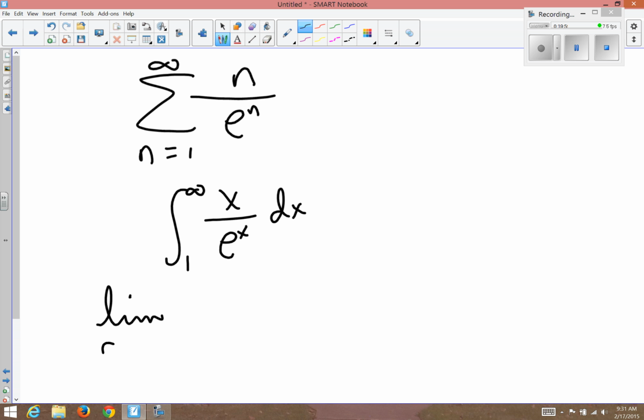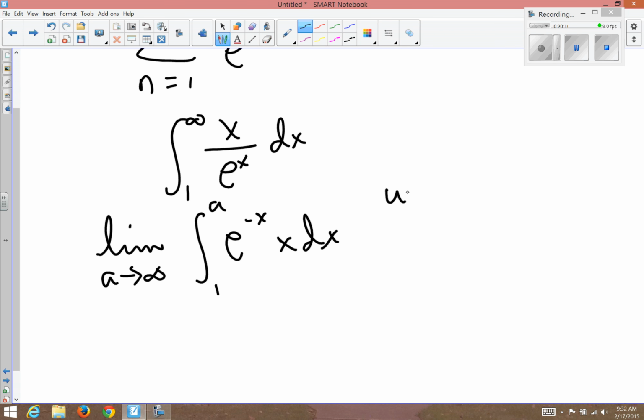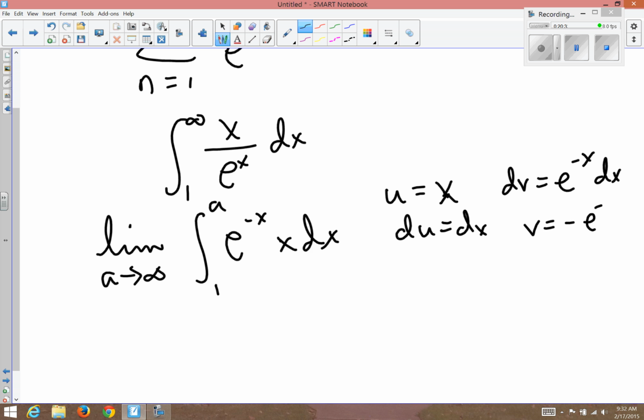We're going to make this the limit as a approaches infinity of the integral of e to the negative x times x dx from 1 to a. We get to practice integration by parts here. We're going to let u equal x and dv equal e to the negative x dx. If u equals x, then du equals dx. And if dv equals e to the negative x dx, then v equals negative e to the negative x.